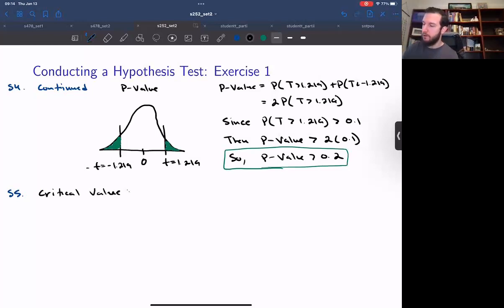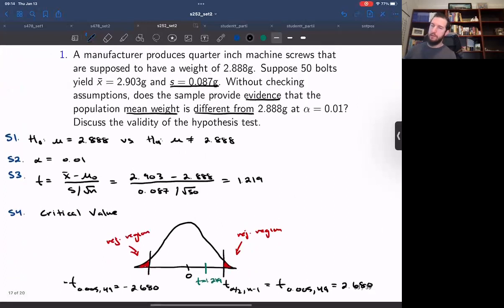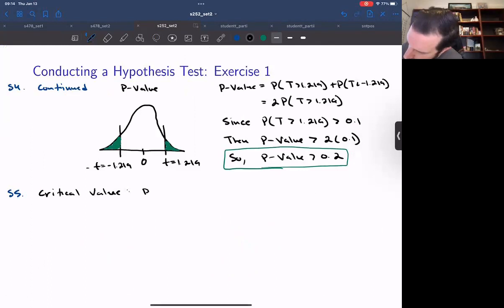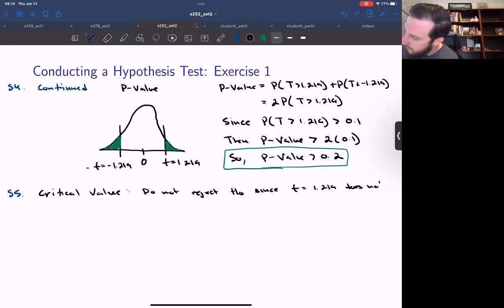Okay, so if we take the critical value approach, you can see that the test statistic did not get into the rejection region. So here we would say, do not reject H0 since T equals 1.219 does not get into the rejection region.